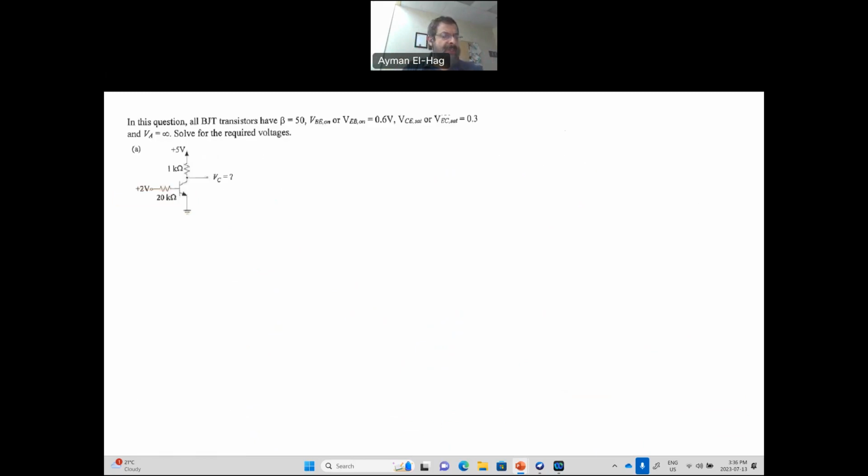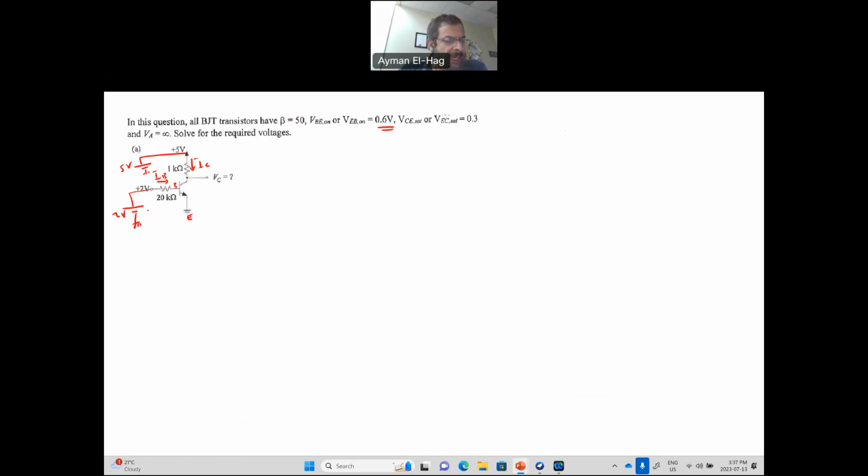Now let's go to the question, and we will start with question A. What we want to find here is basically VC. This is an NPN transistor. So this is your IC, this is your IB, this is B, this is E. This is VBE, which is equal to 0.6 volt. Let's do KVL. There is a voltage supply here of 2 volt, and this is a voltage supply of 5 volt.